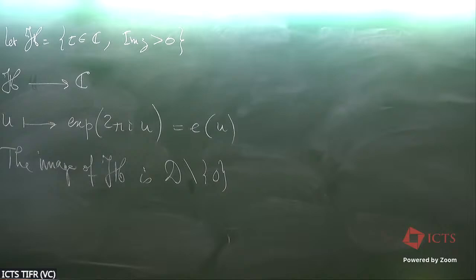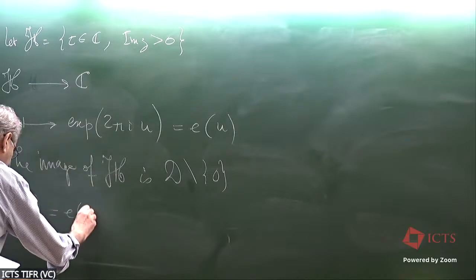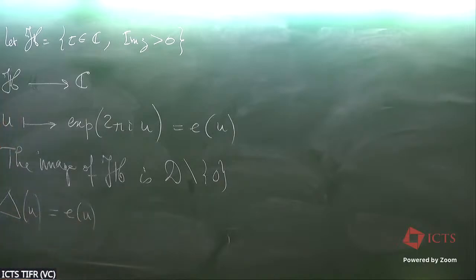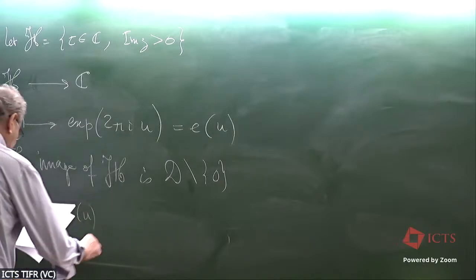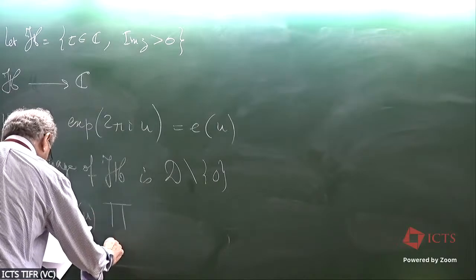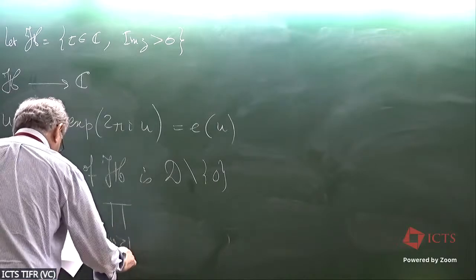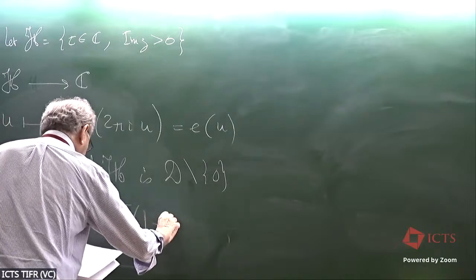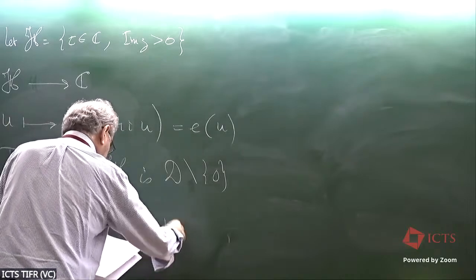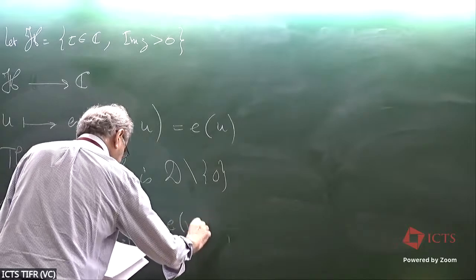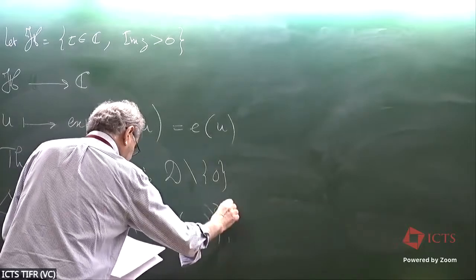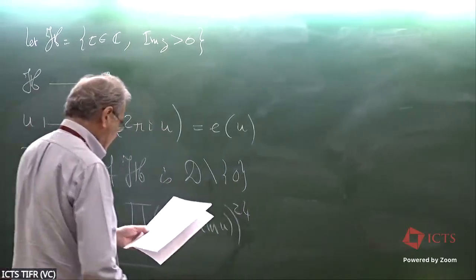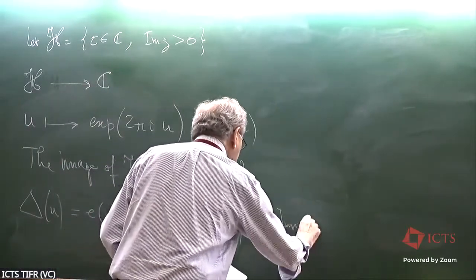And so to consider indeed the function delta of u, which will be the same as this one, but delta of u is e(u), that is z, times the product for m larger than 1 of 1 minus e(mu) to the power 24. Okay? And the imaginary part of u is positive.